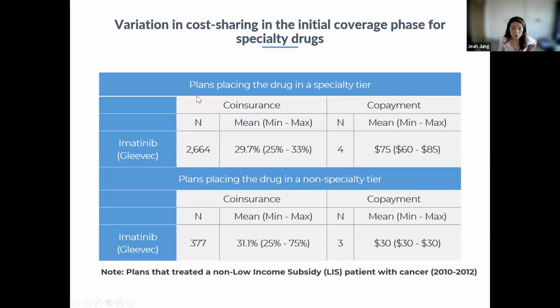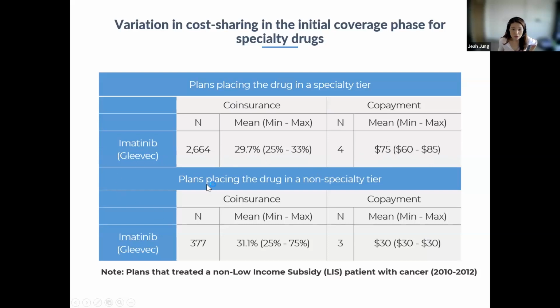So among those plans that placed Gleevec in a specialty tier, almost all plans used a co-insurance. But look at this: back then the monthly total cost of Gleevec was $5,000, but some plans used a co-payment of only $75. I think it's a couple of MAPDs.